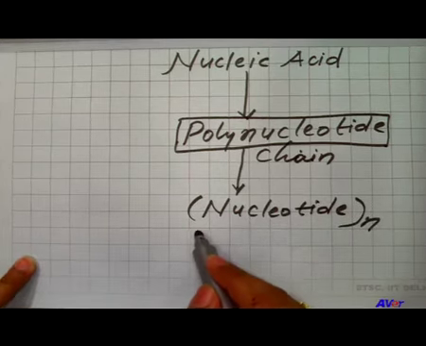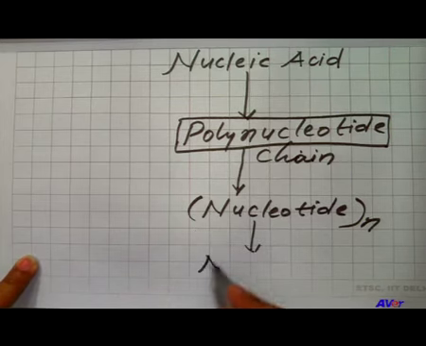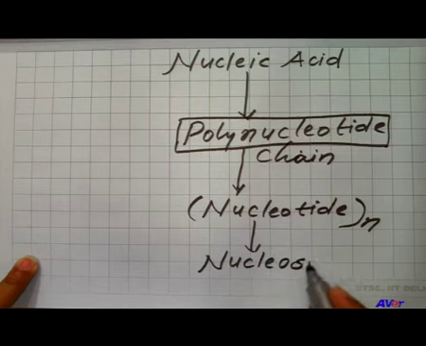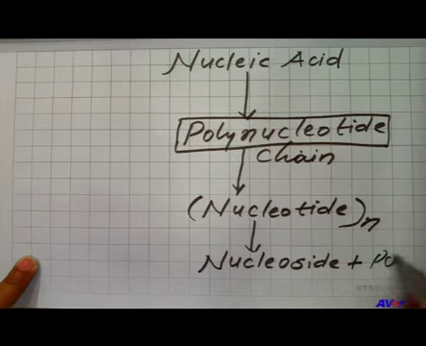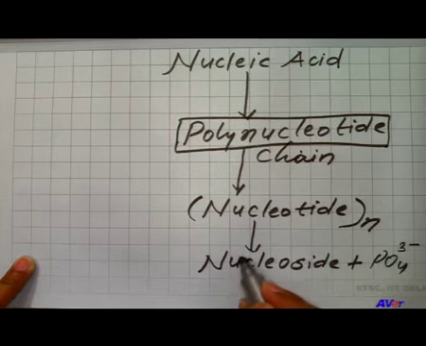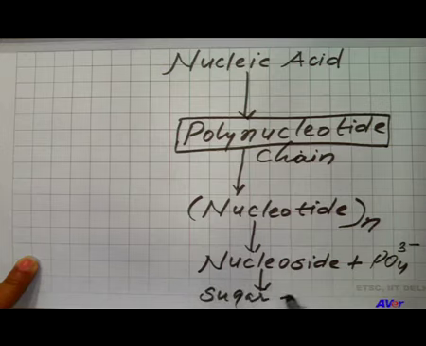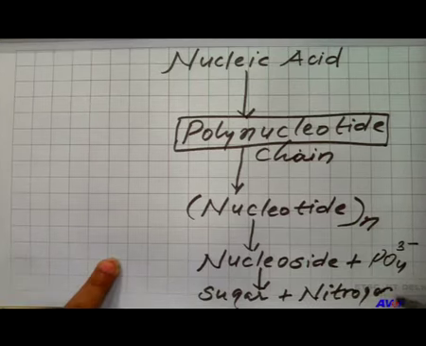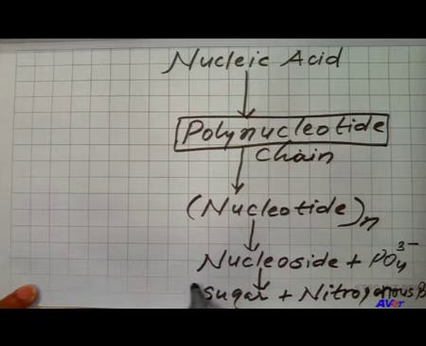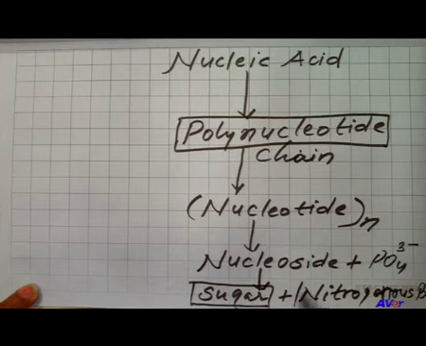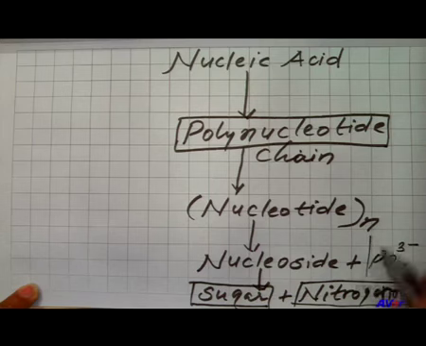Now, what is this nucleotide? When one nucleoside combines with one phosphate molecule, they form one nucleotide. Now, what is this nucleoside? Nucleoside is a combination of sugar and nitrogenous bases. Now, you can see, these are the three main components of the nucleic acid: sugar, nitrogenous bases and the phosphate molecule. These three components make the nucleic acid.